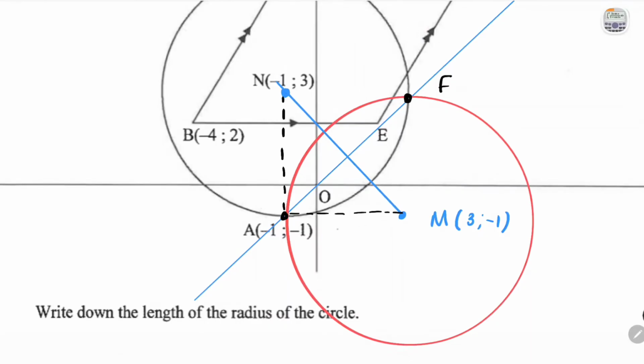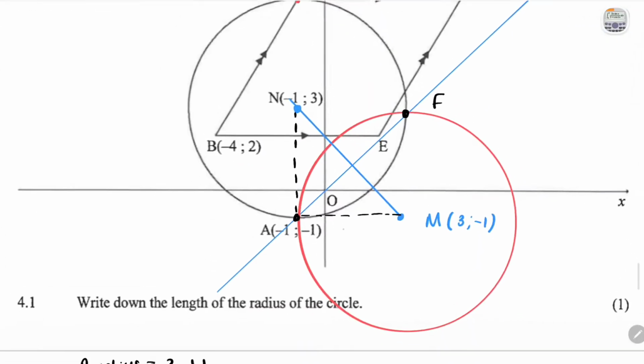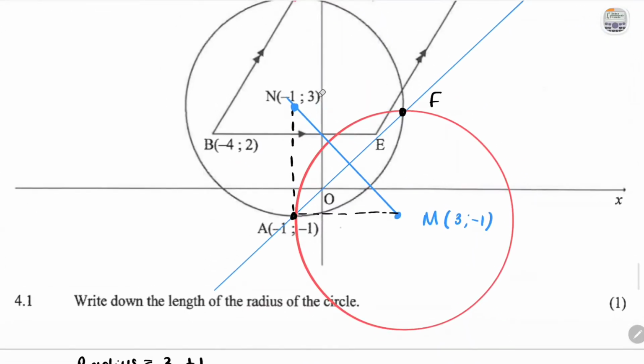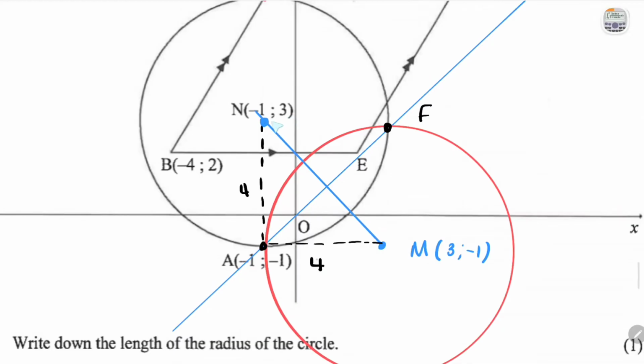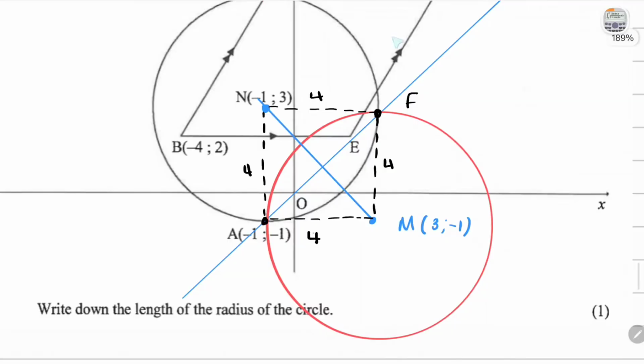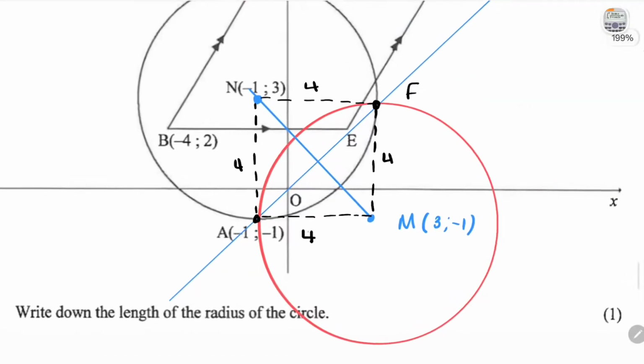Now these have the same length. Remember, they're the same circle, same radius. So the radius of the circle was 4 units. Okay, remember from the y value of 3 to the y value of -1. So this is 4 units. That's 4 units. If we also connect N and F, you also see that we have another 4 units length over there and another 4 units over here. This is a square. Okay, so ANFM forms a square because of the symmetry that we have in these circles.